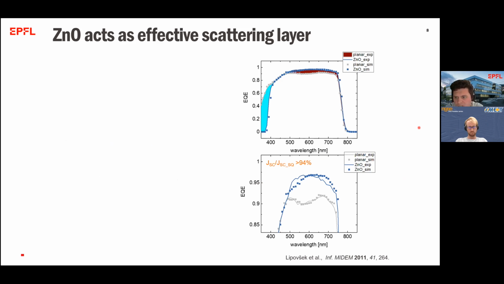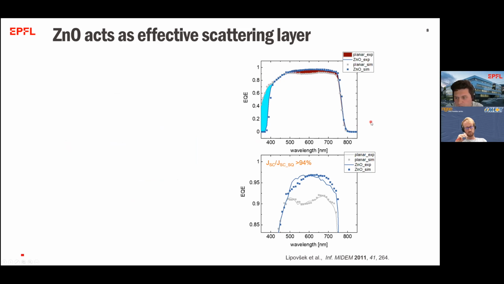If we look into the EQEs a little bit closer, there are two regions. There's one that is shown here in red, where the zinc oxide samples actually outperform the planar quite significantly. And then there's another one where they are actually a little bit worse. That is due to the absorption of the zinc oxide primarily. So in the gray case, we don't have any zinc oxide. In the blue case, we do.